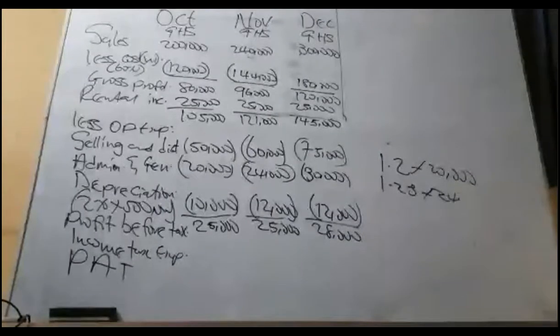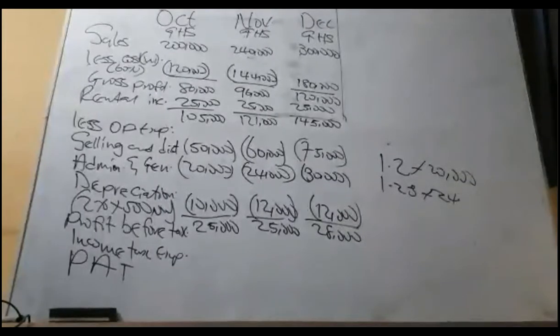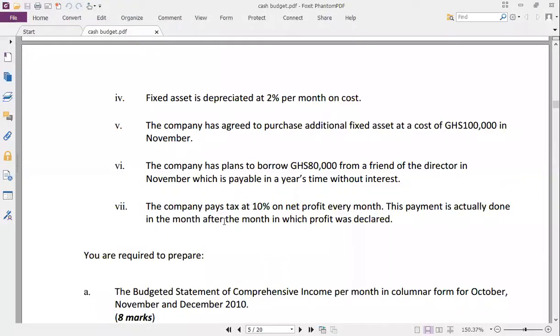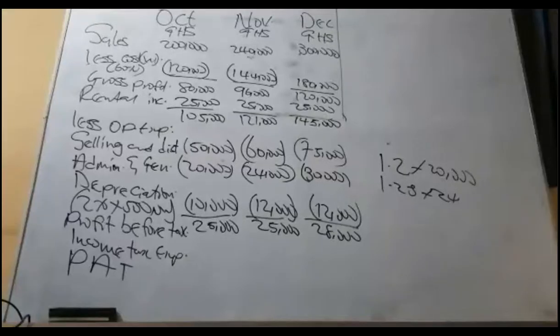Now I'll read it and then you try them for me. They are saying that the company pays tax at 10% on net profit every month. This payment is actually done in the month after the month in which profit was declared. So for those of you who are doing finance, tax is being paid one year in arrears, right? So tell me how you calculate the tax section for this particular question before I step in.